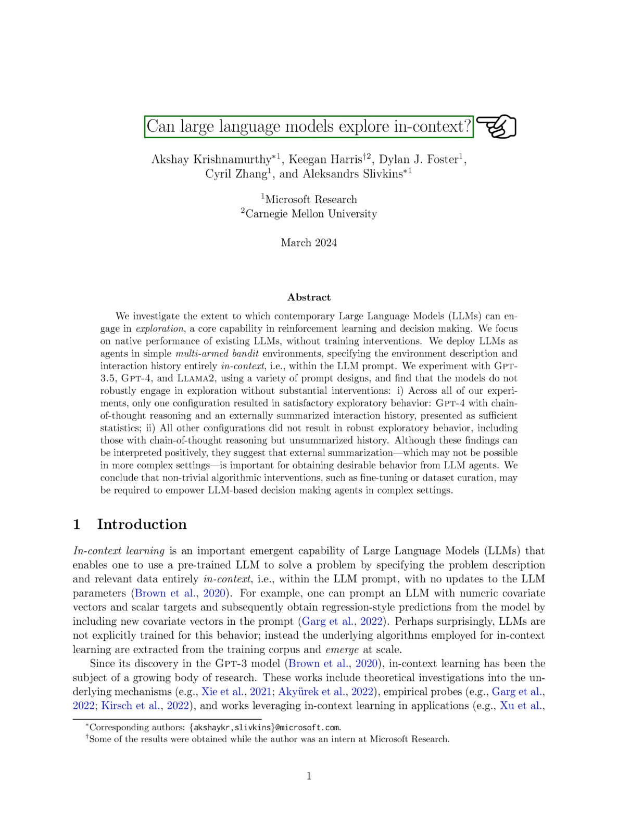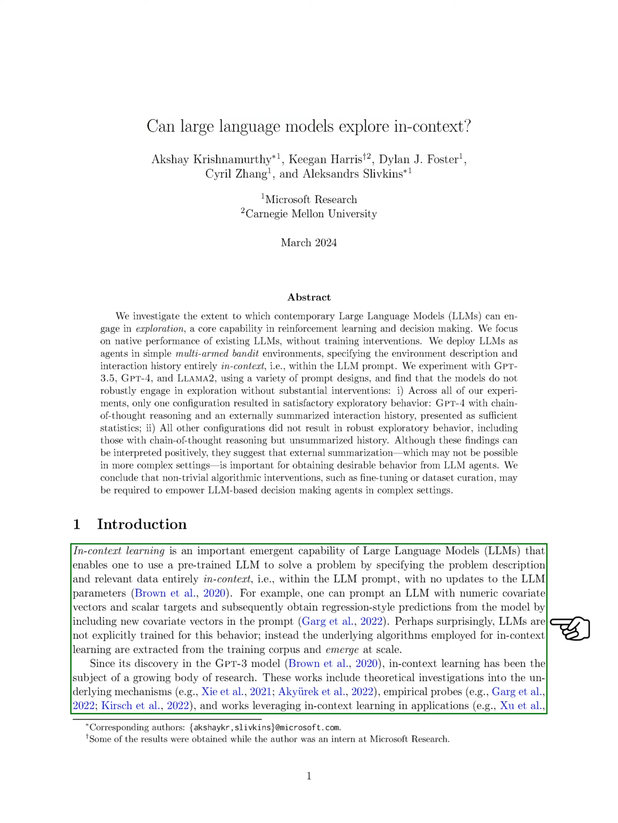Section: Introduction. In this section, we discuss the concept of in-context learning, which is a key feature of large language models, LLMs. In-context learning allows us to use a pre-trained LLM to solve problems by providing the problem description and relevant data directly within the LLM prompt, without needing to update the LLM parameters.